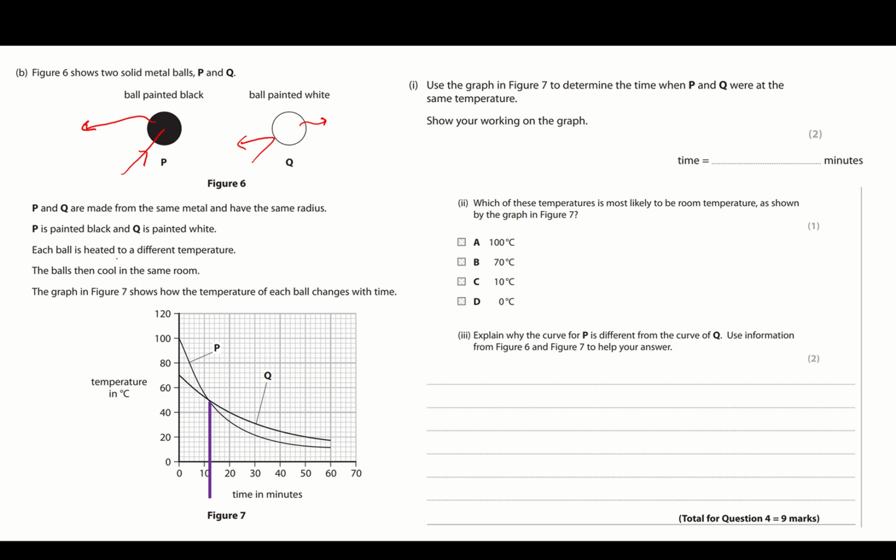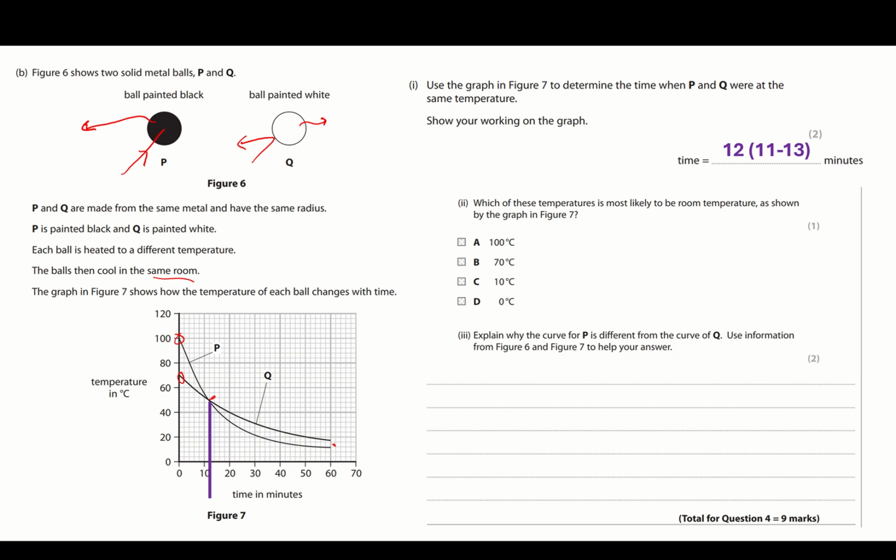So each ball is heated to a different temperature. So we can see that P starts there and Q starts there. So it's not the greatest practical in the world. And then the ball is cooled in the same room. So we can see they get to room temperature because it's leveled off at the end, or one of the balls has. Use the graph to show when they were the same temperature. So it's clearly that point where they overlap, and that is 12 minutes. Now, it's trying to trick you into going with 10 minutes because you're just being lazy and looking across. So read it properly, draw a line, get your ruler out, done.